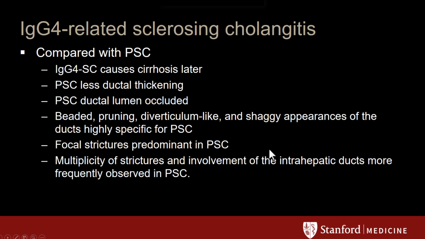So, compared with PSC, these are the differences. IgG4 causes cirrhosis later in the course. PSC has less ductal thickening. The ductal lumen is often occluded in PSC, whereas it's usually patent in IgG4. If you see these other findings like beading, pruning, diverticulum, etc., then you should think PSC, not IgG4. Focal strictures also, and then multiplicity of strictures and involvement of intrahepatic ducts are also more common in PSC.